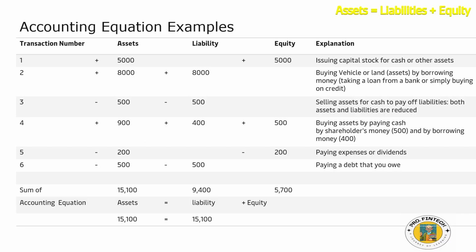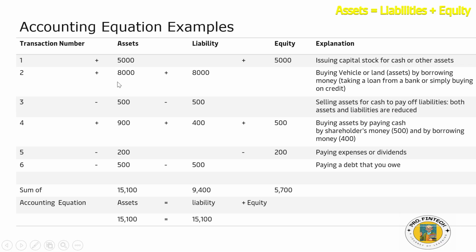Let's put this into practice with some examples. In the first example, issuing capital, the company issues capital stock and receives cash of 5,000. Assets increase by 5,000. At the same time, equity also increases by 5,000 as shareholders have invested in the business. In the second example, the company buys assets worth 8,000 by borrowing money.